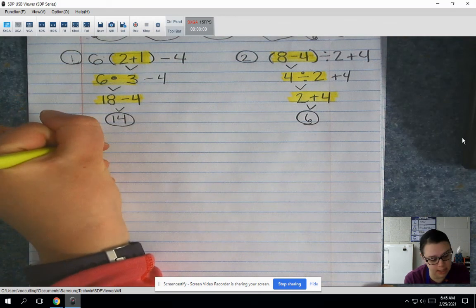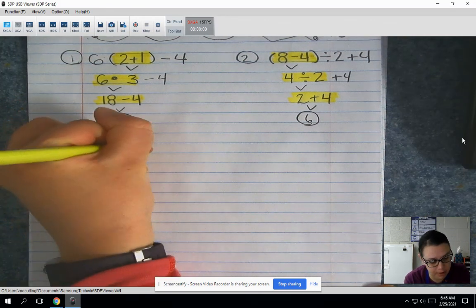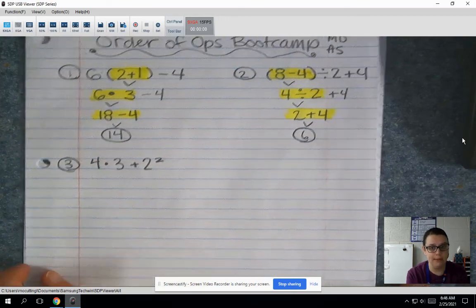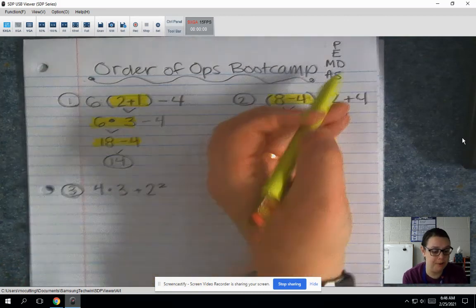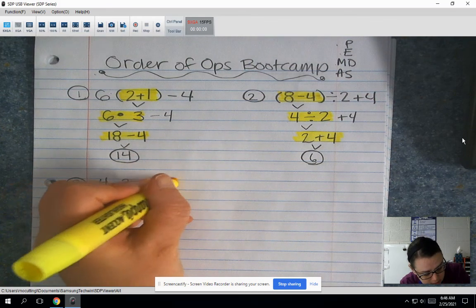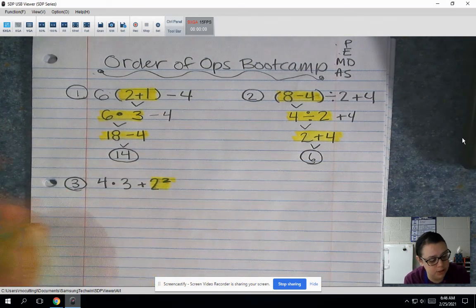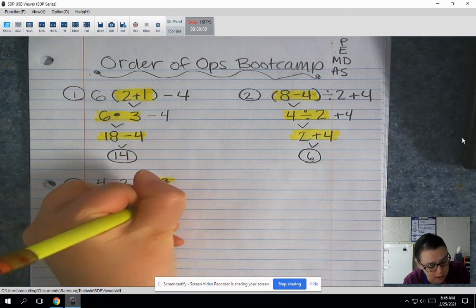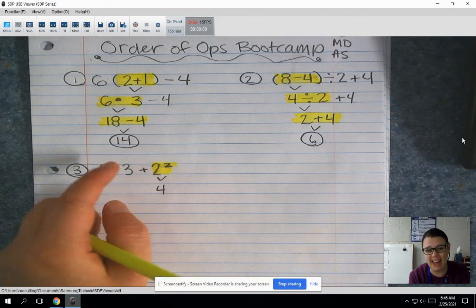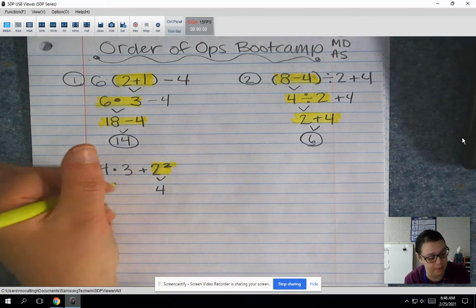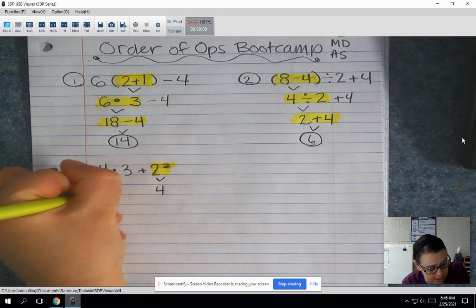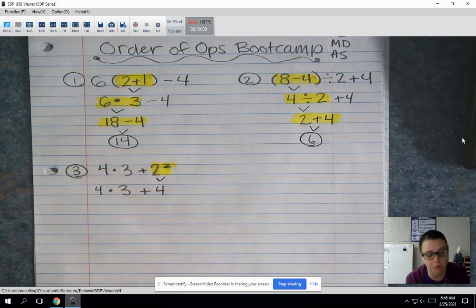So number 3 is 4 times 3 plus 2 to the second power. Okay, so I go back to my order. No parentheses this time, but I have an exponent, so I'm going to start with that. 2 to the second power is 4. I have to copy down everything that I have left. I have to keep it in the order that it was in the problem. So that 4 replaces the 2 to the second power. So I'm going to write the rest of this down. 4 times 3 plus 4.